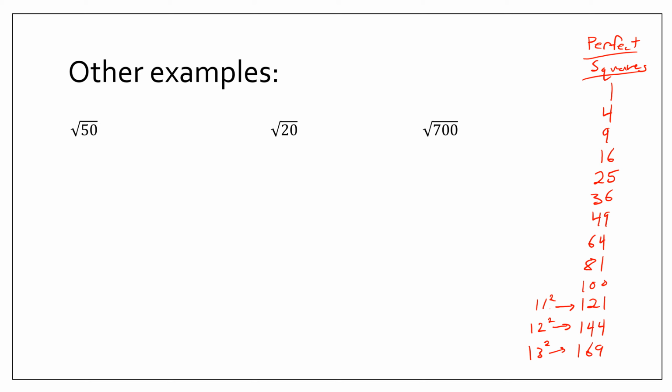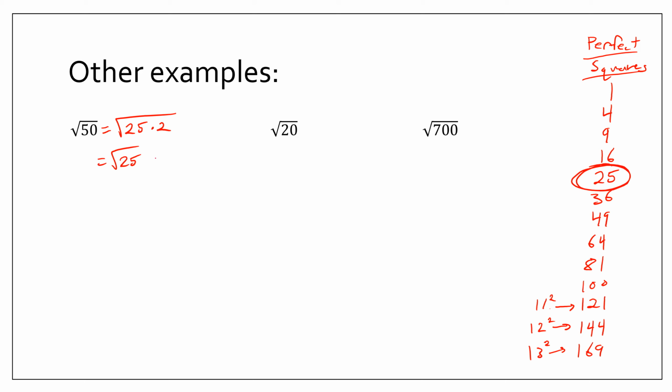Okay, so let's look at the square root of 50. We need to see if any of these numbers are inside of 50, are factors of 50. I think 25 is, right? 50 is 25 times 2. So instead of 50, let's write 25 times 2.